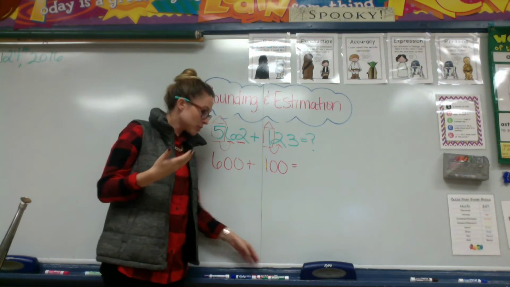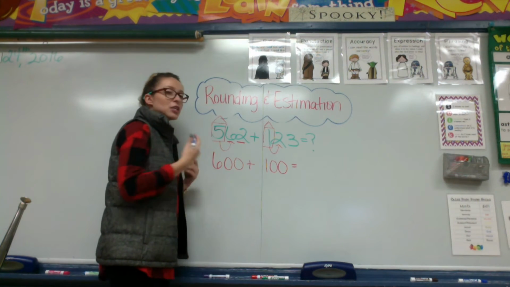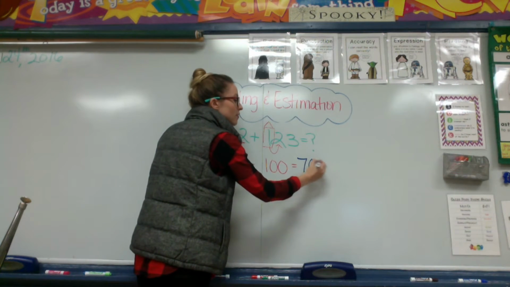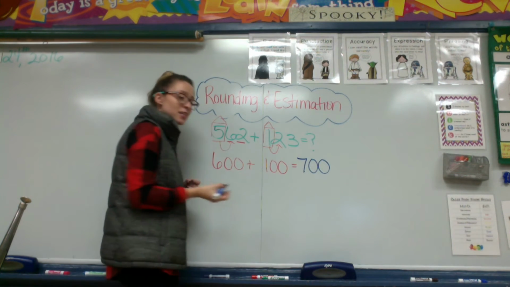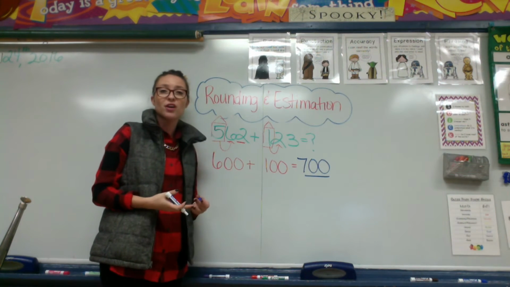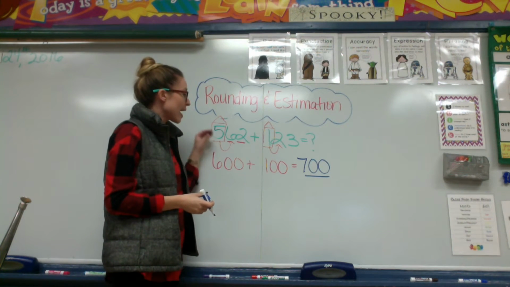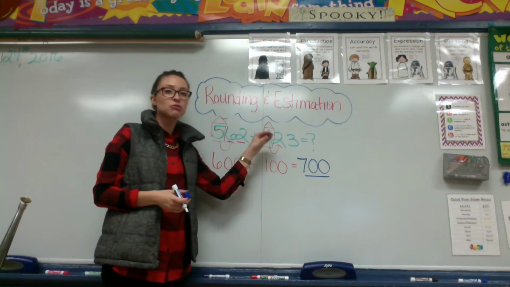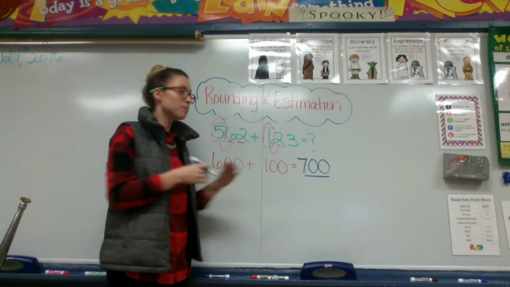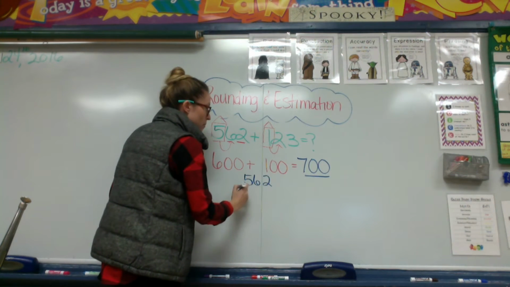So 600 plus 100, many third graders should be able to do this right in their head, and they should be able to say that 600 plus 100 is 700. Now this is our estimated sum, but we have to double check and make sure that it is reasonable. So what we're going to do is now actually add 562 and 123 together to see just how close we were to the actual answer. So let's write it vertically again, in case we have some regrouping.